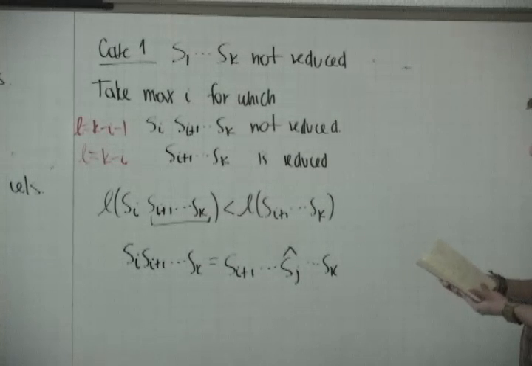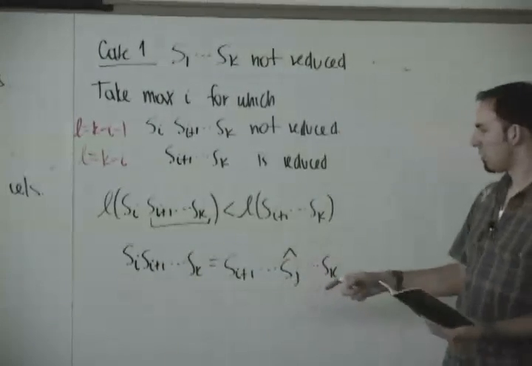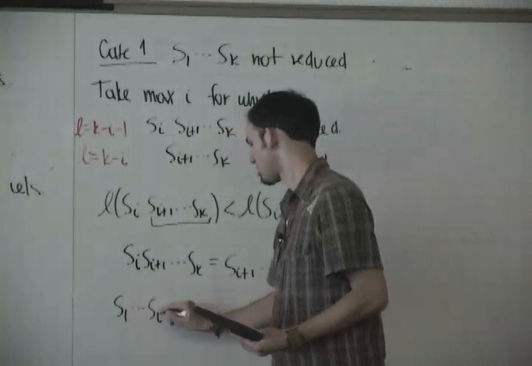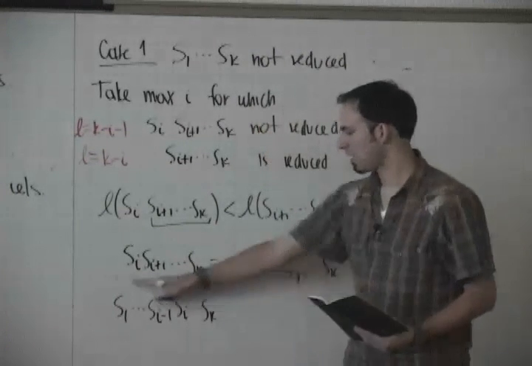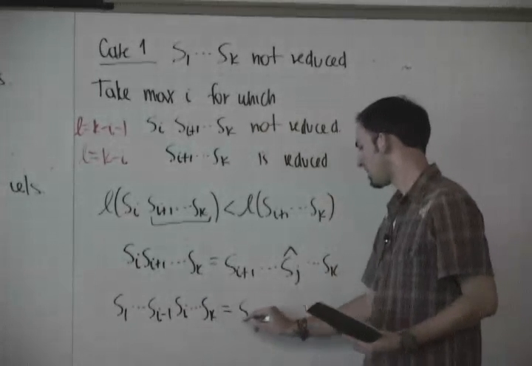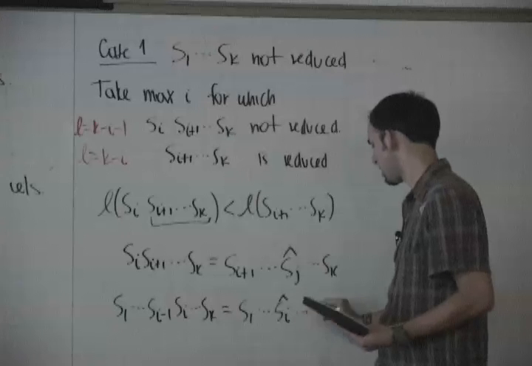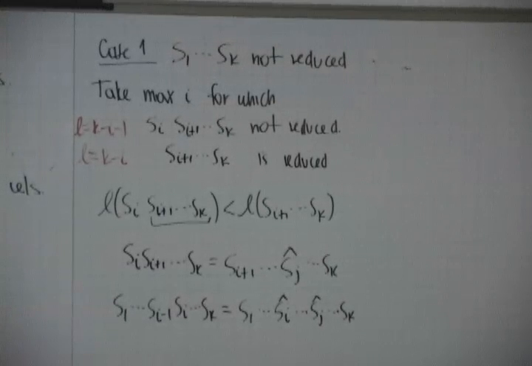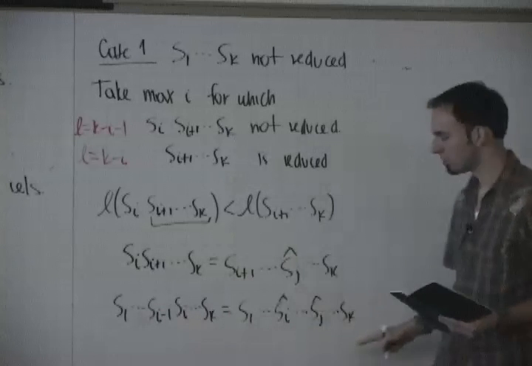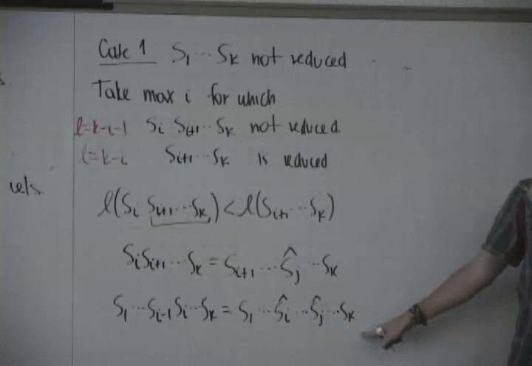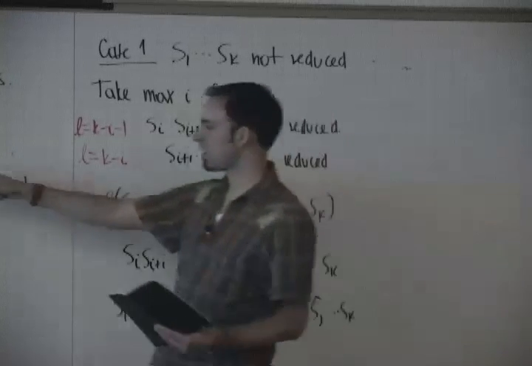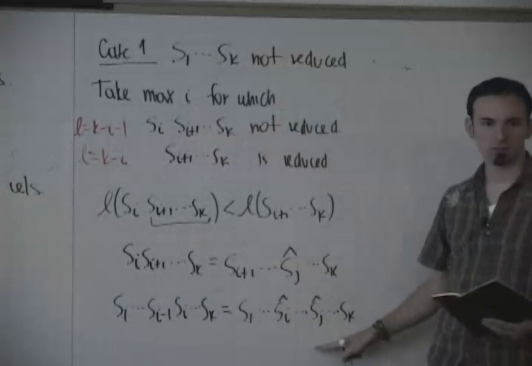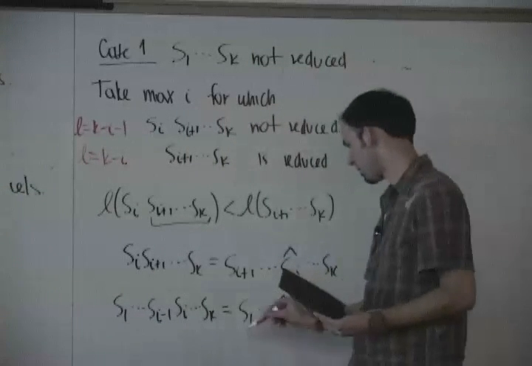Okay. So now, let me multiply by S1 up to Si minus 1. So what I get on the left-hand side is just W. What I get on the right-hand side is W, except that I remove I and I remove J. So this equation is true. Now, how long is this equation? This equation had length 2k. This equation has length k plus k minus 2. It's a shorter equation.